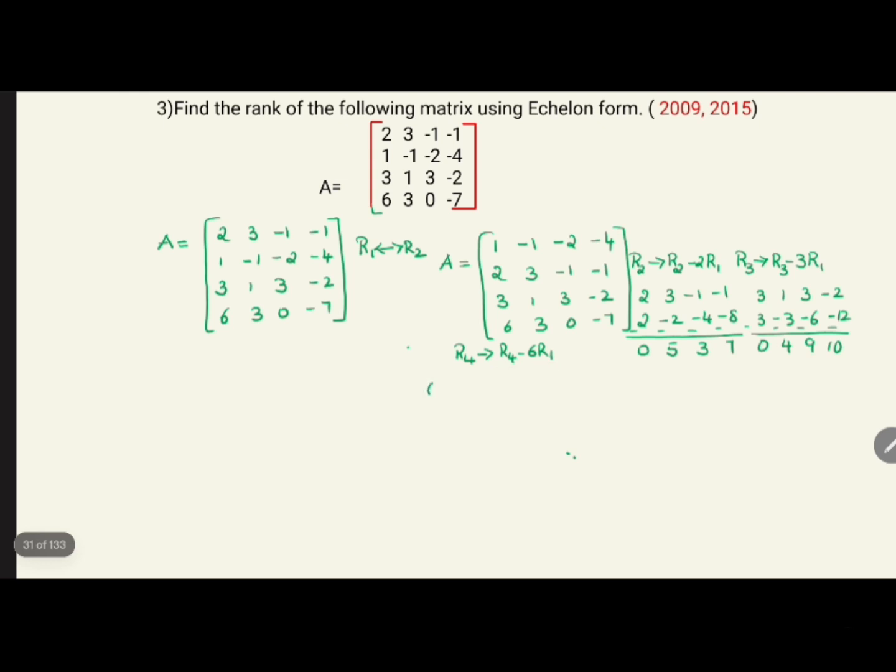What is R4? 6, 3, 0, minus 7. Multiply the first row by 6. It is 6, minus 6, minus 12, and minus 24. So subtract all these elements. 0, 3 plus 6 is 9. It is plus 12, and this is 17.